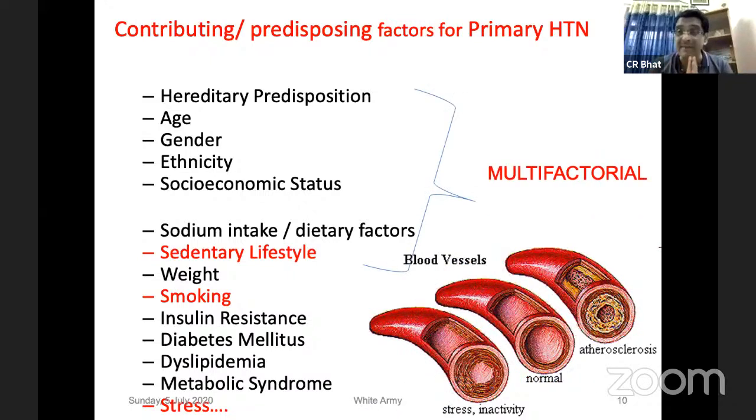So primary hypertension is primarily multifactorial. Sedentary lifestyle we can modify very easily, weight we can modify easily, smoking can be ceased, stress can be relieved. Those are all things which can easily help control blood pressure through non-pharmacological modification. That is why, to understand how to intervene, we should know the predisposing factors for primary hypertension as well.